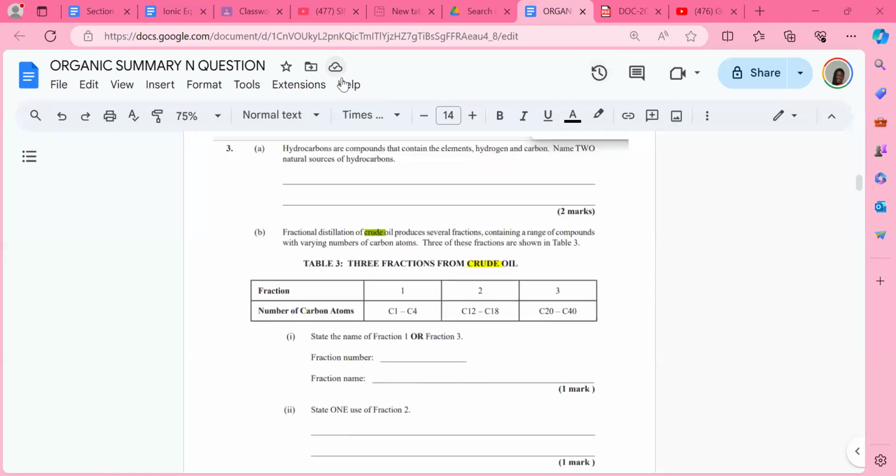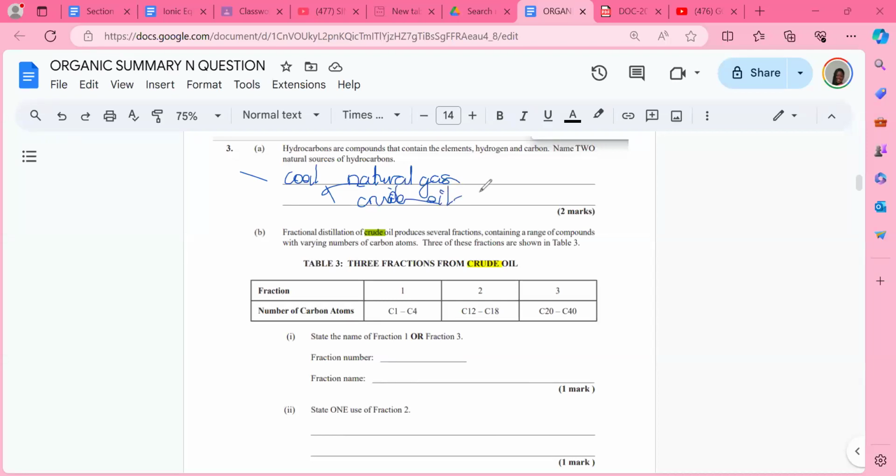Hydrocarbons are compounds that contain the elements hydrogen and carbon. Name two natural sources of hydrocarbon. Two natural sources of hydrocarbon. Crude oil and natural gas. Natural gas. Crude oil.